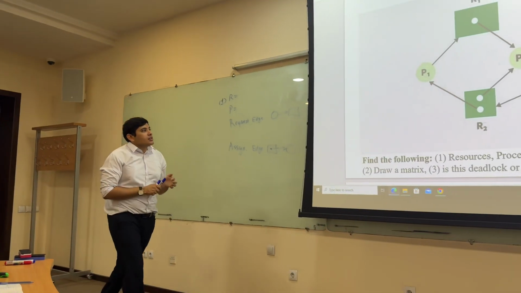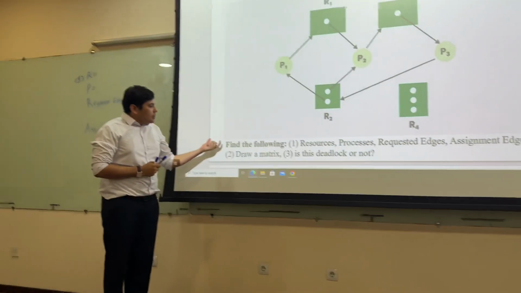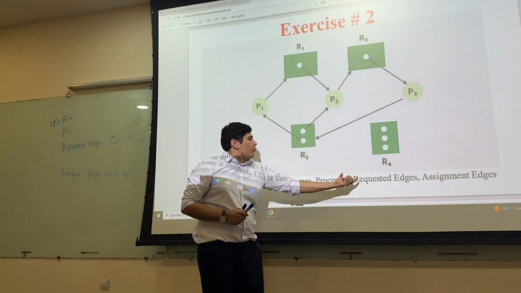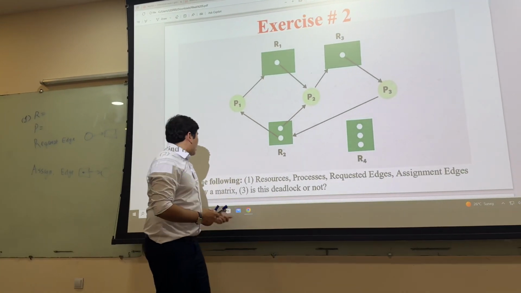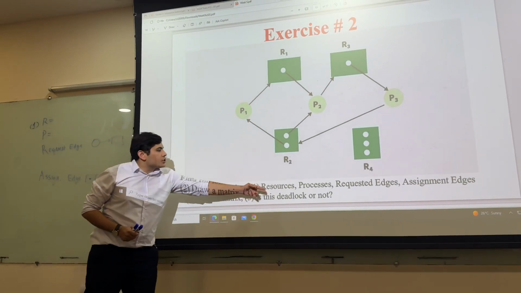The exercise is this graph. The problem is asking us to find the following: all the resources, all the processes, the request edges, and the assignment edges. The second part is to draw the matrix. So let's start with resources.